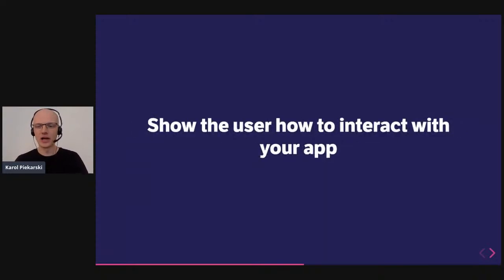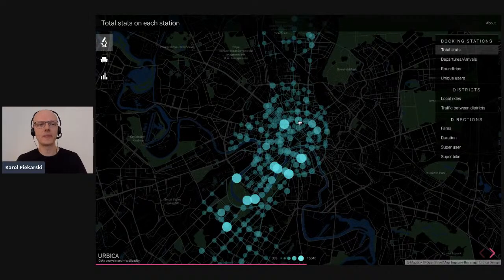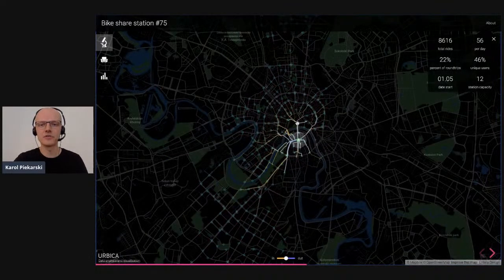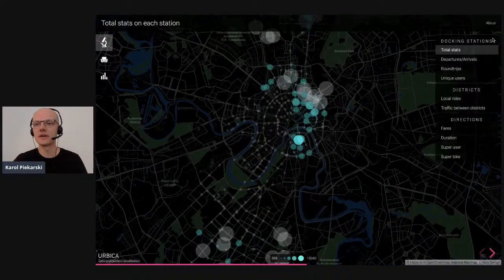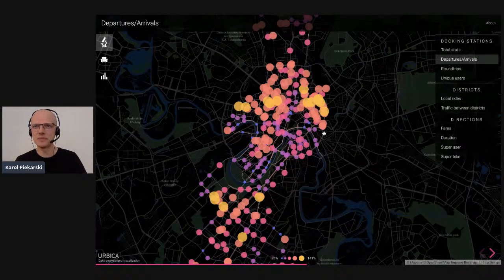Okay, so another thing on top of the title is that in some cases, you should just show your user how to interact with your app, especially if it's relatively complex. This is one of the visualizations that I like the most. It's a study of how people in Moscow use bikes, the public bikes. But as you can see, the interface is quite complex. So you can start going through this. You can go through the menu, but it takes time to really grasp the meaning of it and what you can do with this.